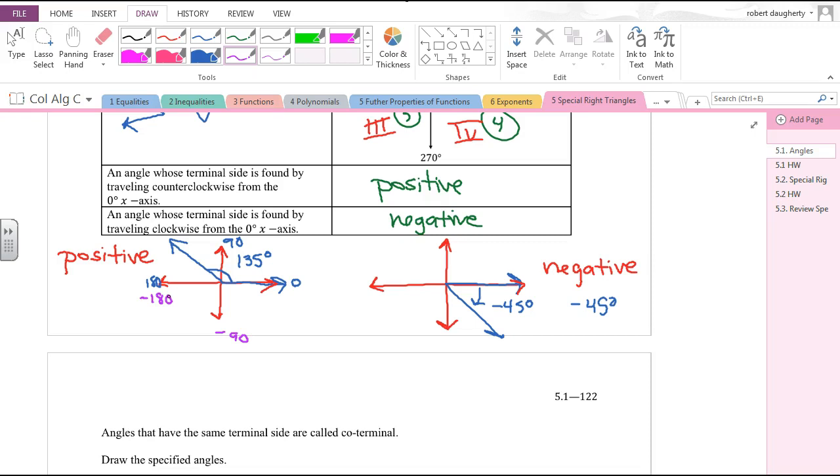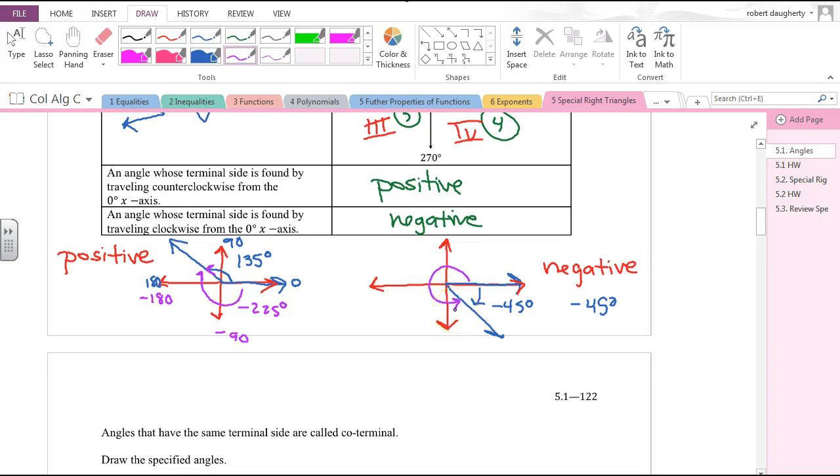What's the distance between 135 and 180? 45. So to go negative, I'd go negative 90, negative 180, and then if I add 45 to that, what? So this angle from here to here is negative 225 degrees. So 135 degrees is this angle, negative 225 is this other angle here, and they have the same terminal side.